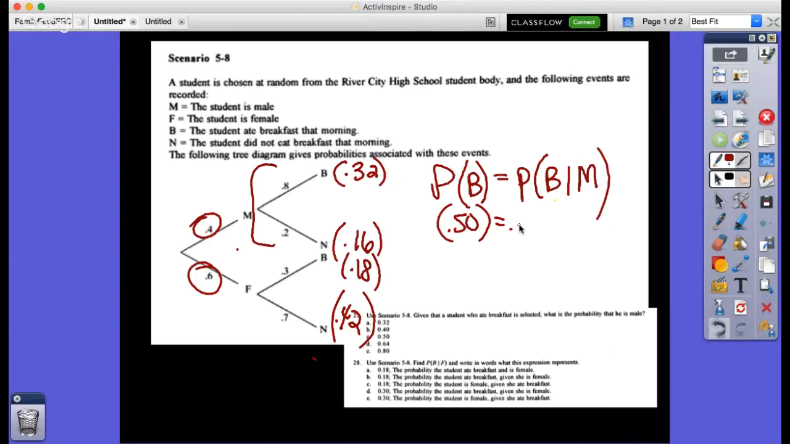Oh. Given that you are a male, the probability is either 0.8 or 0.2 depending on whether you eat or don't eat, right? So are these events independent of each other? No, they are dependent, right? The fact that you are male does impact whether you eat breakfast or not. Okay? Am I making sense on that?